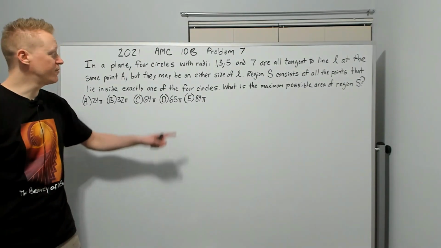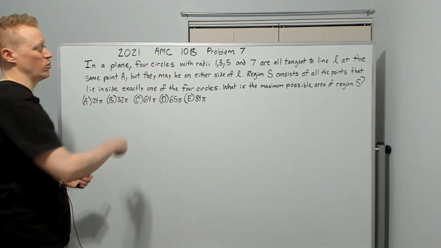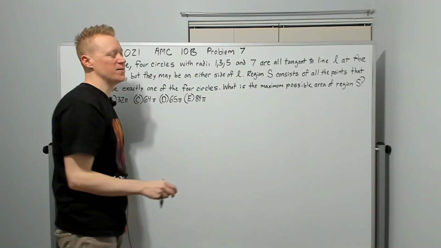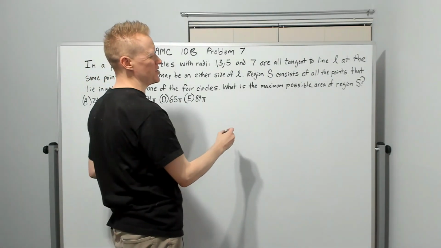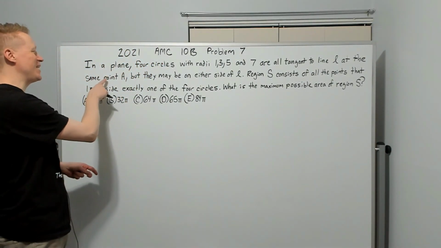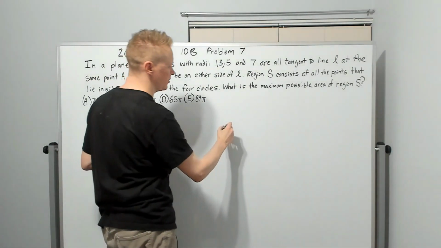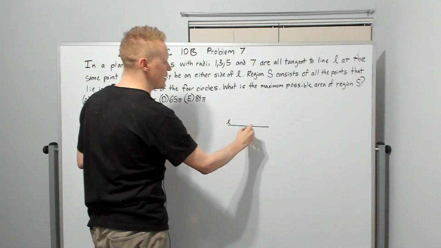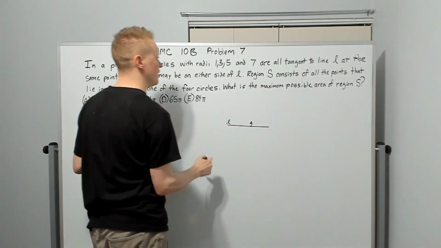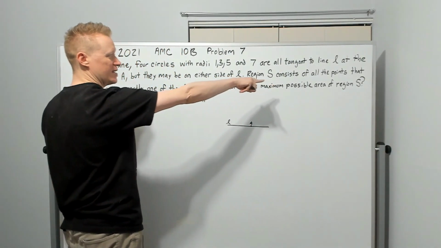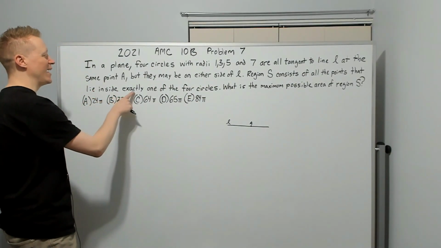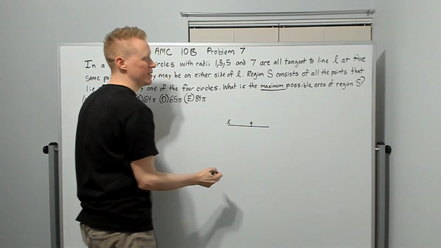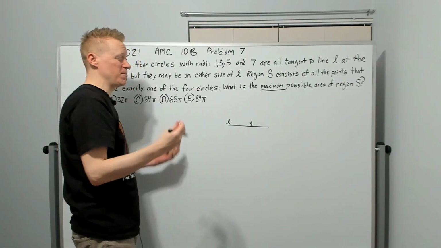Well, it's that time for problem number 7 from the 2021 AMC 10B. In a plane, 4 circles with radii 1, 3, 5, and 7 are all tangent to line L at the same point A. I hope you caught that when you were doing the test. So we're going to have some random line L, but they may be on either side of L. Region S consists of all the points that lie inside exactly one of the 4 circles. What is the maximum possible area of region S? So there's different possible areas.